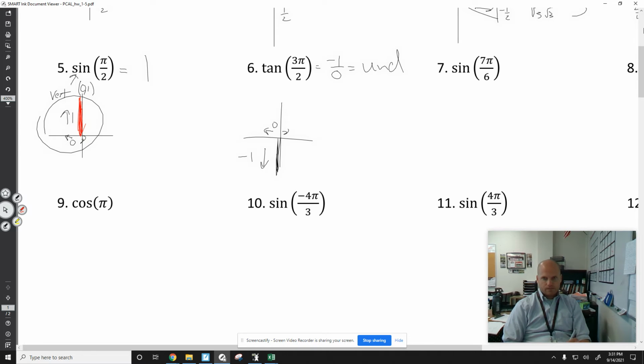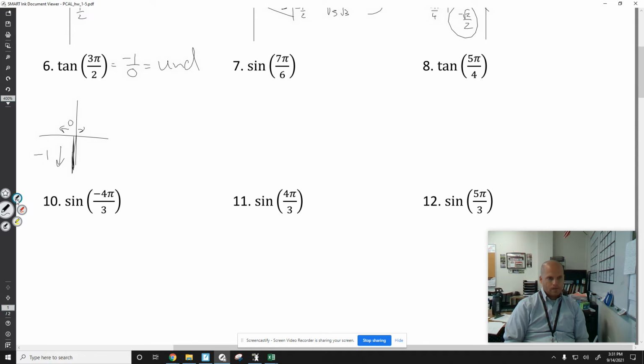7 pi over 6. I know where 6 pi over 6 is. Add 30 degrees. Add a pi over 6. Yoink. 6 pi over 6. Add pi over 6. Adding. We should be good with this. 6 pi over 6. Add.